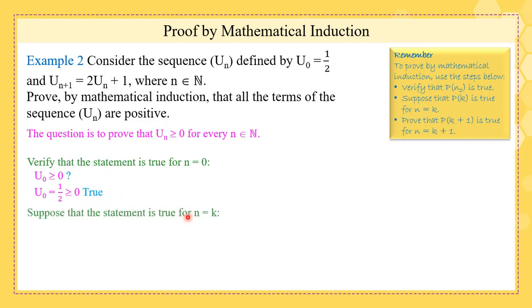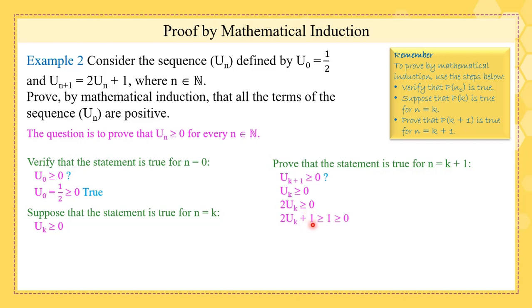We suppose that the statement is correct for n equals k. In other words, we know that uk is greater than or equal to 0, and we prove it for k plus 1. So is uk plus 1 greater than or equal to 0? This is the question. We go back and see. We know that uk is greater than or equal to 0. This is by supposition. And then if we multiply it by 2 and add 1, we're going to get uk plus 1. We multiply it by 2. This is also greater than or equal to 0. And if we add 1, we get 2 uk plus 1 greater than or equal to 1.